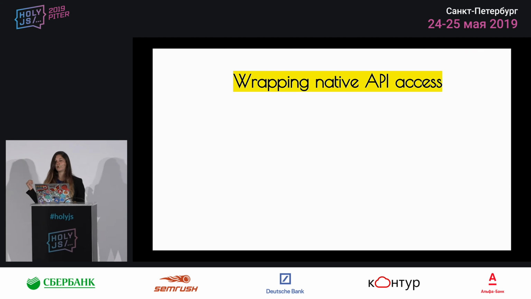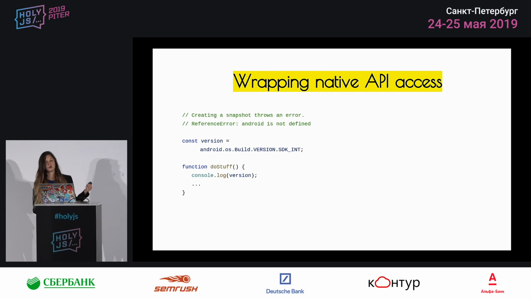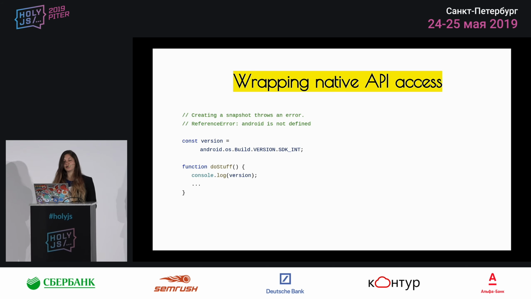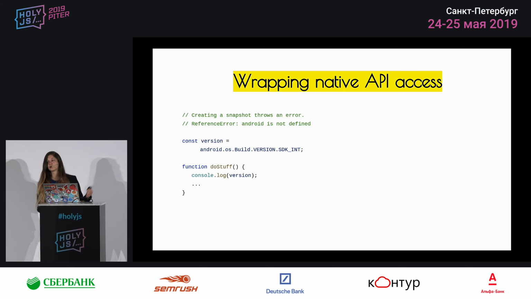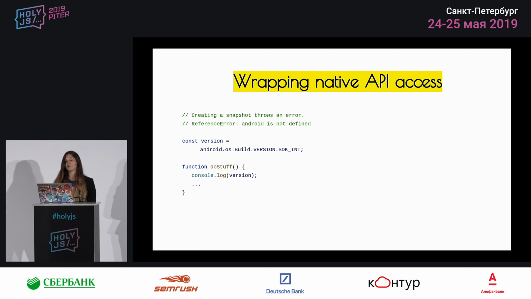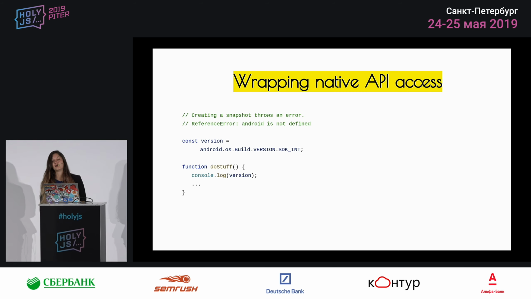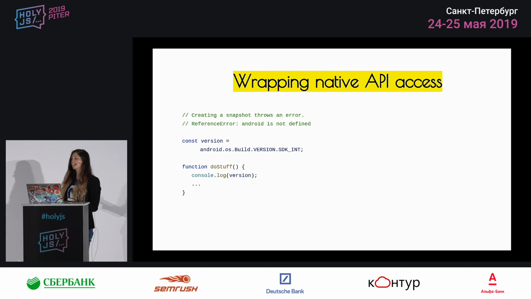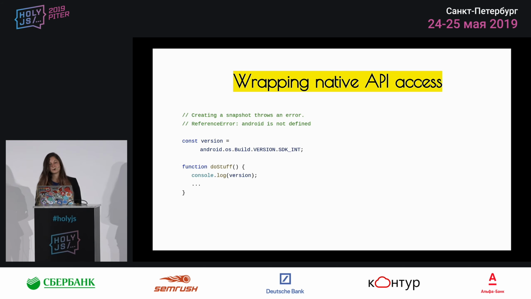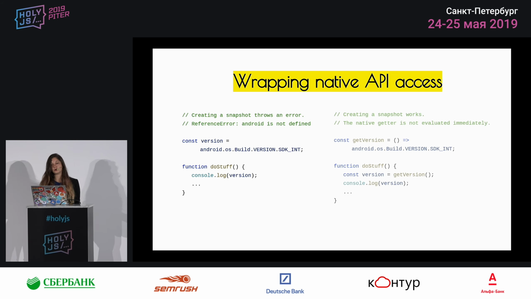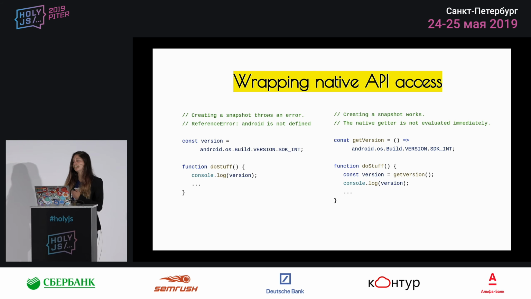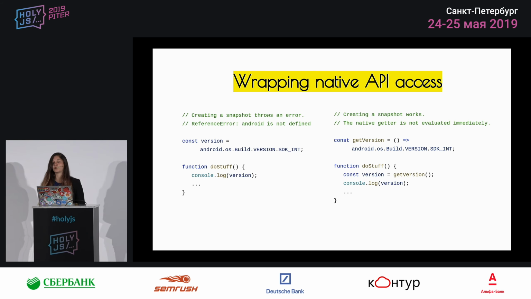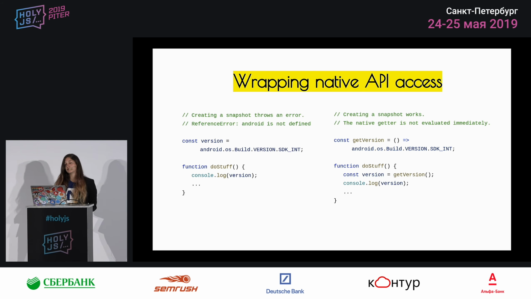Well, here's a very simple problem. If we try to run this code through the snapshot generator, we will get an error because we're trying to access the Android OS build version, and Android is not available at this point. So one very, very simple way to solve this problem is to wrap this code in a getter, and later on use this getter lazily.